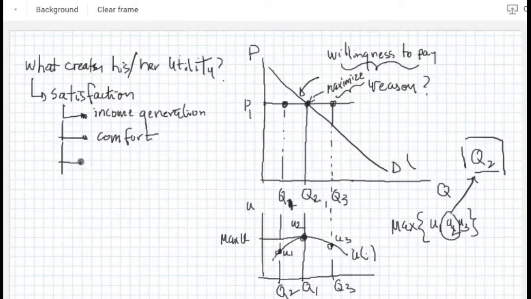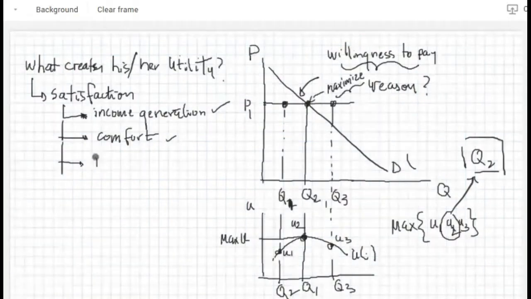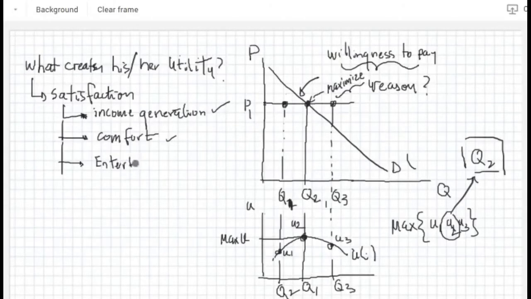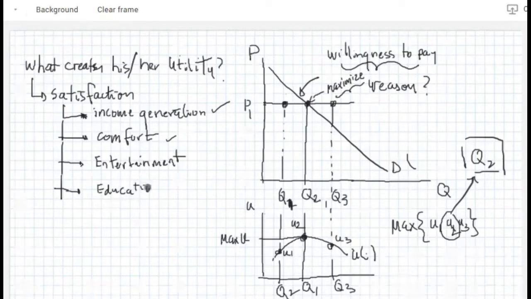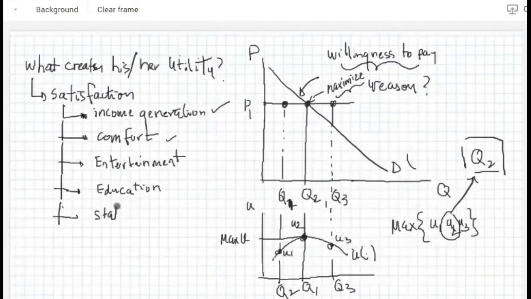But obviously, there may be another person who is paying for income generation as well as for comfort. For some, it is entertainment: I have a television and I pay because I would be watching television. For some, it could be education. So I'm not saying you are incorrect. These are all true. For some, it is education. For some, it is comfort. For some, it is societal status. So there are many reasons for which I buy.